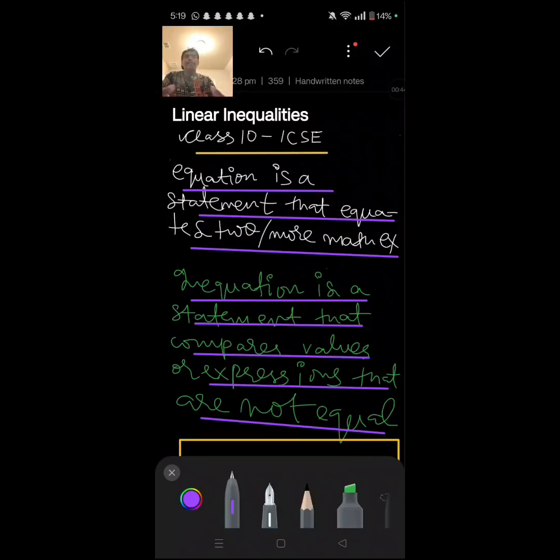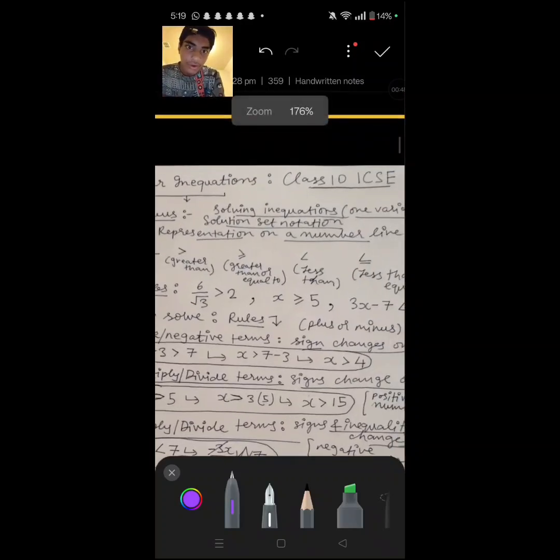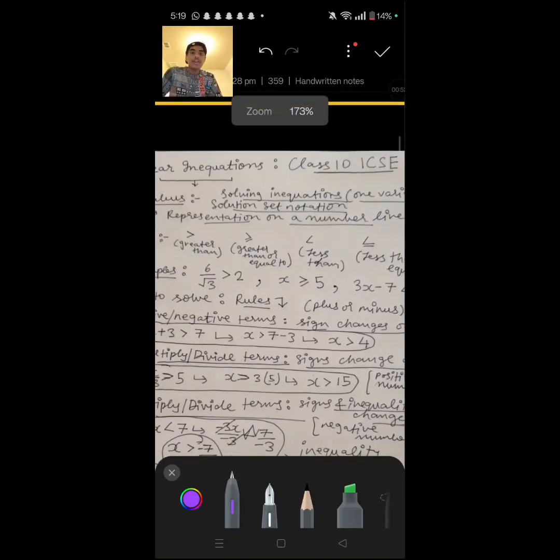Before we get to that, let me introduce you to the syllabus first of all. So what are we going to learn? We are going to learn to solve inequations regarding one variable. Then we'll learn about solution set notation. First of all, what is an inequation? We'll learn all that. Then we'll learn the difference between an inequation and an equation. Then we will learn how to represent a solution set, how to write a solution set.